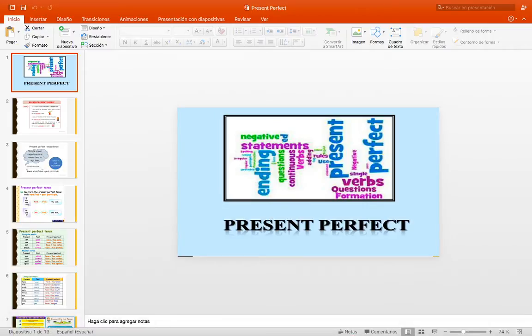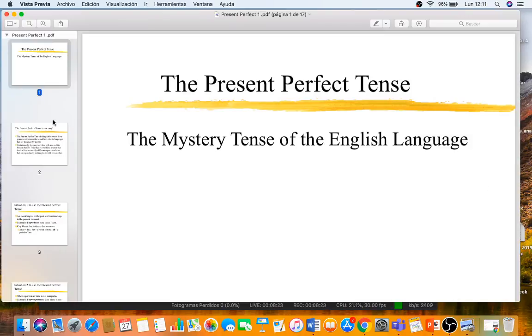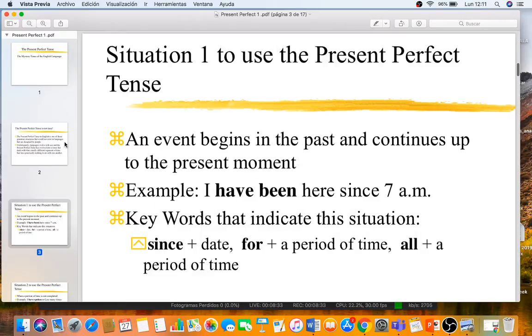Also, I have over here another document about present perfect. It says that present perfect obviously is not easy because we need to use the past participle of our verbs, and we need to know exactly how it works. Situation 1 means that present perfect is used to talk about an event that began in the past, but it continues up to the present moment. I have been here since 7 a.m.